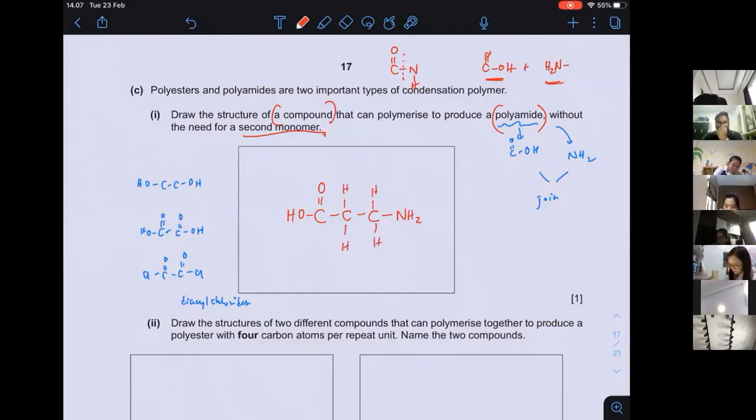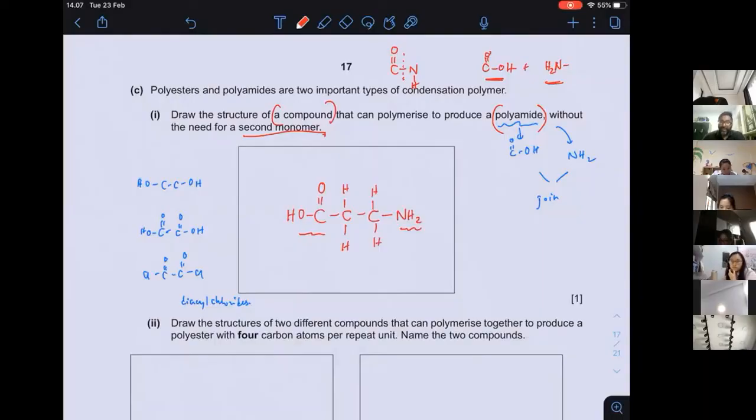It doesn't matter how many carbons you have, because they just ask you to draw the structure. But you must make sure that it has the carboxylic acid and that it has NH2. That is going to result in the formation of this condensation polymer.